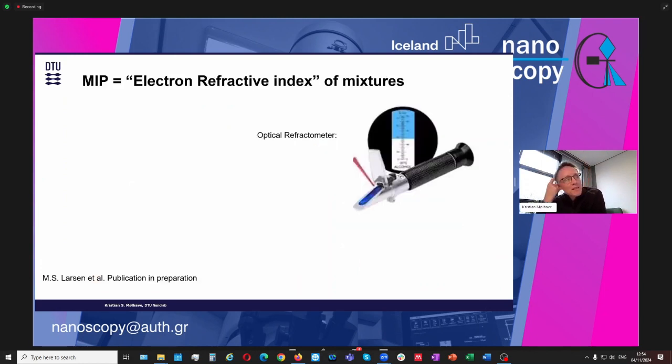Now, this mean inner potential is a little like a refractive index. And you could, of course, go back to a chemical lab and ask, what do we use refractive indices for? If you've done chemical synthesis, you would often try to measure the optical refractive index of the solution of whatever you were synthesizing, and from that, estimate if you had done a correct synthesis. You can also use it to measure the concentration of alcohol or sugar in water and things like that. So optical refractometers are nice.